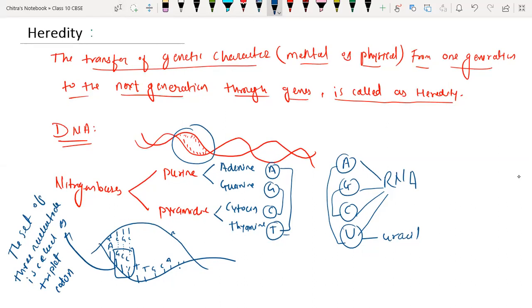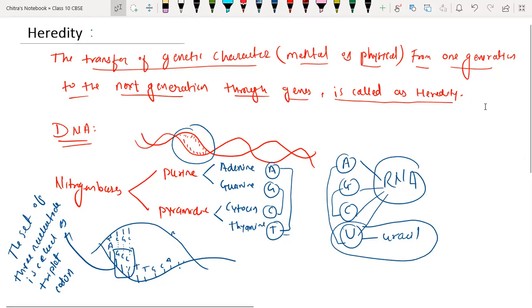Many such triplet codons are present in DNA, and due to these triplet codons, the characters are transmitted. Remember, uracil is present in RNA, not in DNA. It is present only in RNA. In RNA, thymine is not present, so instead of thymine, uracil is there.